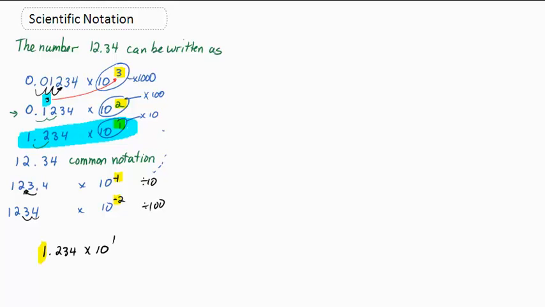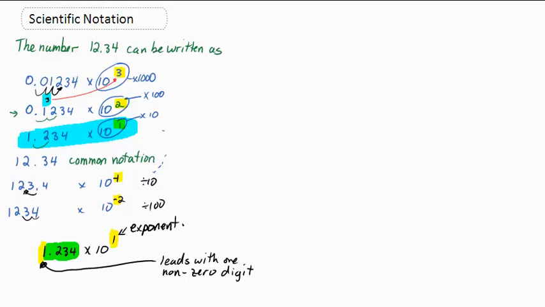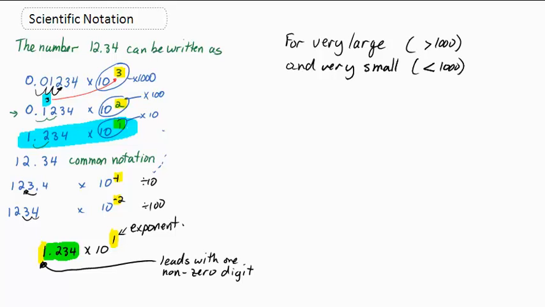Well, the one in blue, 1.234, is called scientific notation, and what makes it special is that it has one non-zero digit before the decimal place, and there's some power of 10 that's not zero, an exponent. It's used for very large numbers, I mean often greater than 1,000, or numbers which are smaller than 1/1000th.